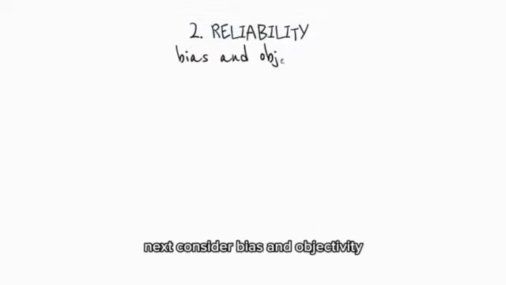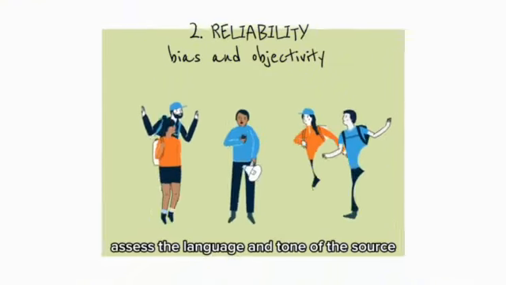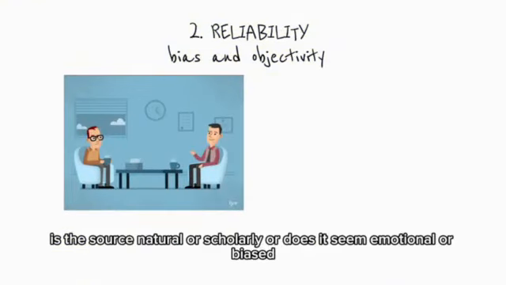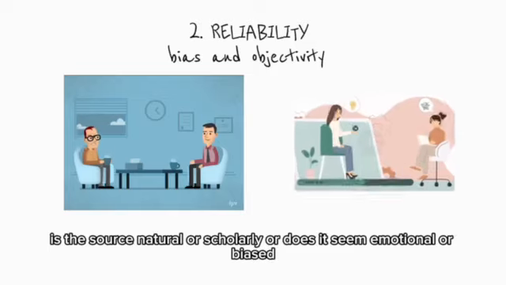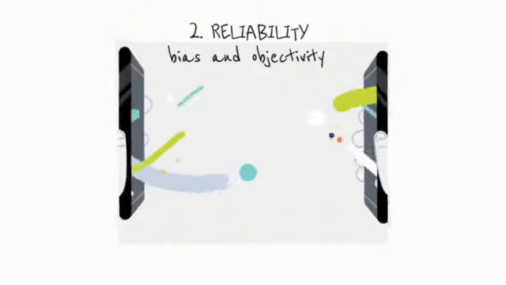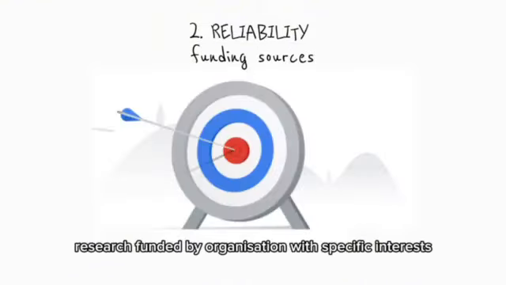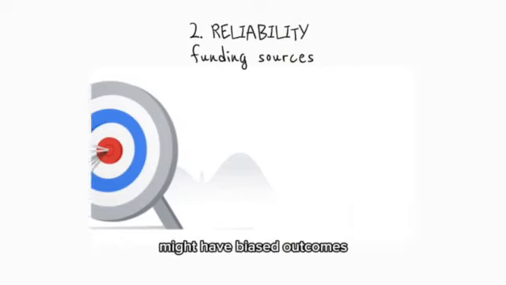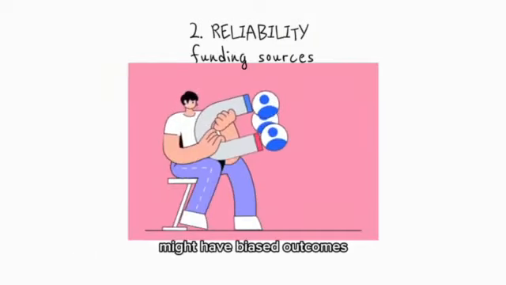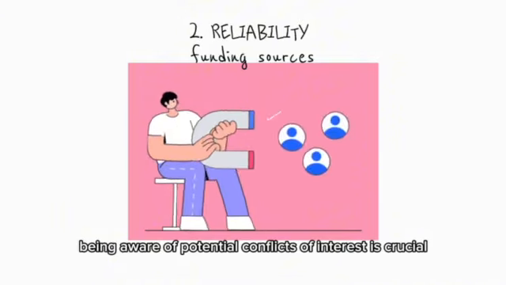Next, consider bias and objectivity. Assess the language and tone of the source. Is the source neutral or scholarly, or does it seem emotional or biased? Objective sources aim to inform, not persuade. Also, check for the funding sources. Research funded by organizations with specific interests might have biased outcomes. Being aware of potential conflicts of interest is crucial.